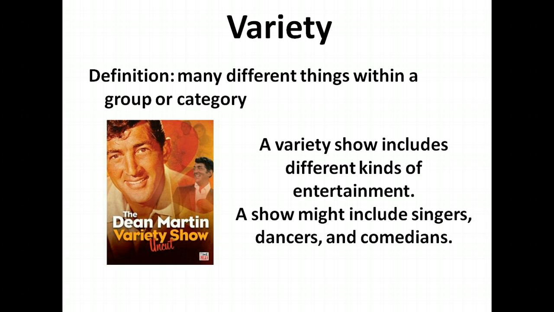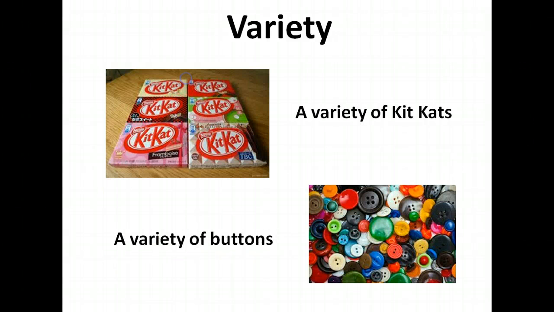Variety. The definition: many different things within a group or category. A variety show includes different kinds of entertainment. A show might include singers, dancers, and comedians. When we have our talent show at the Bobcat Bash, it will be a type of variety show. And here is a variety of Kit Kats. If you were talking about candy, Kit Kats would be in one category, but even among the category, there are different kinds of Kit Kats.